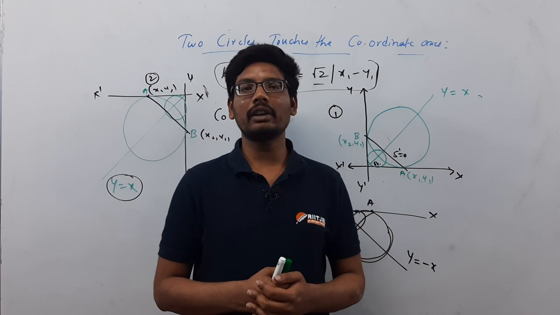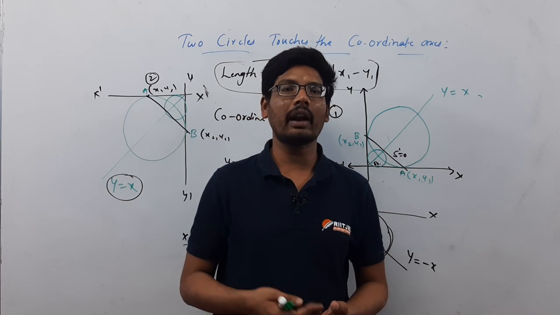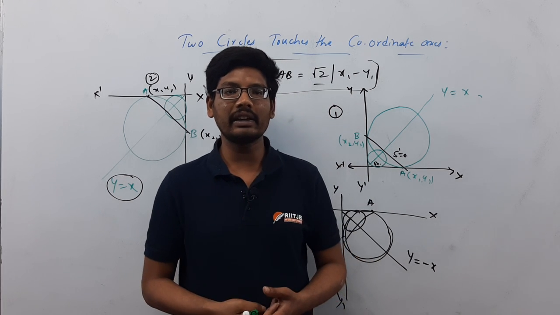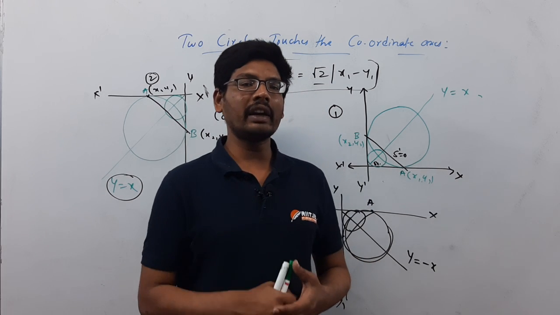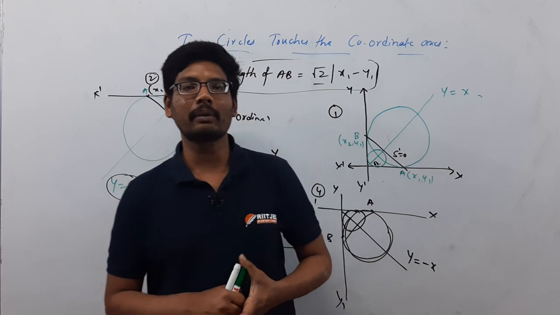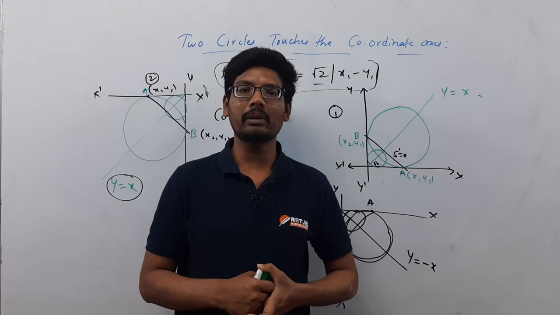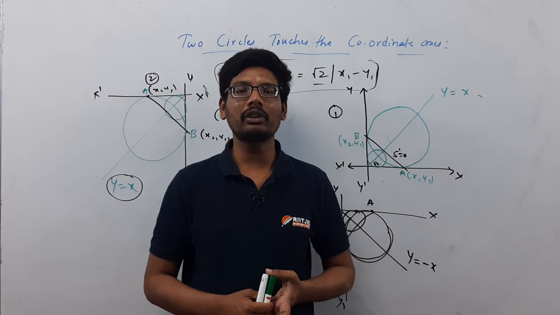In this session on the system of circles, we discussed the radical axis, the radical center, and 2 circles touching the coordinate axes. In the next session we will discuss the JEE problems on system of circles.